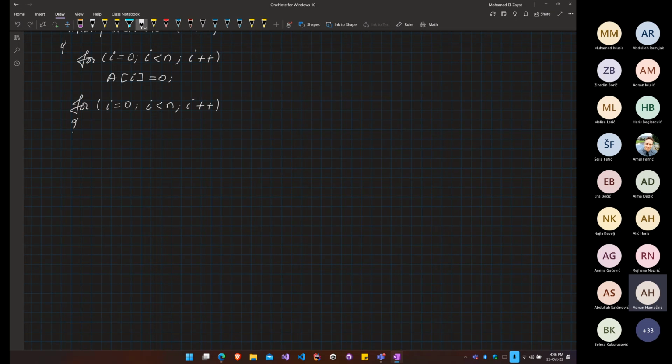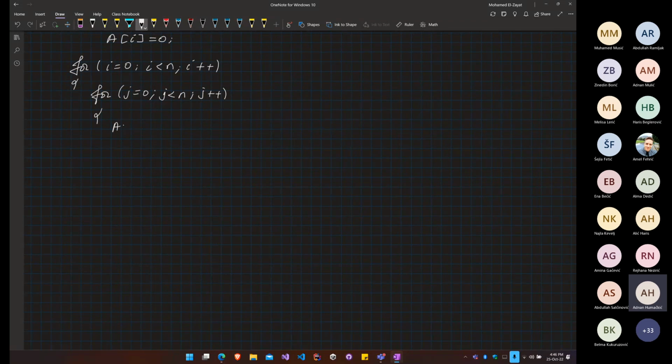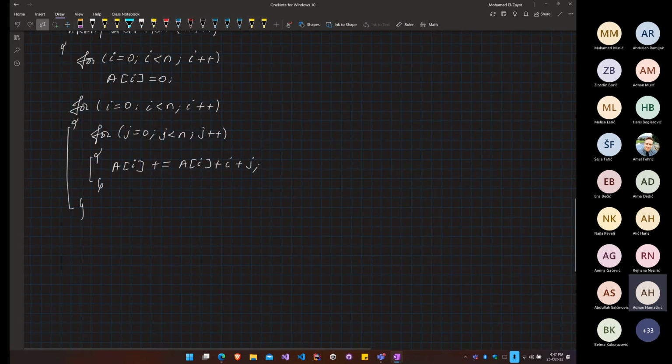We open braces. One more for loop here. j equals 0, j is less than n, j plus plus. And right now we have A of i plus equals A of i plus i plus j, which means nothing in our case, but it's just a piece of code that we would like to analyze. So this closes this, this closes that. And the final, this closes that. Okay.